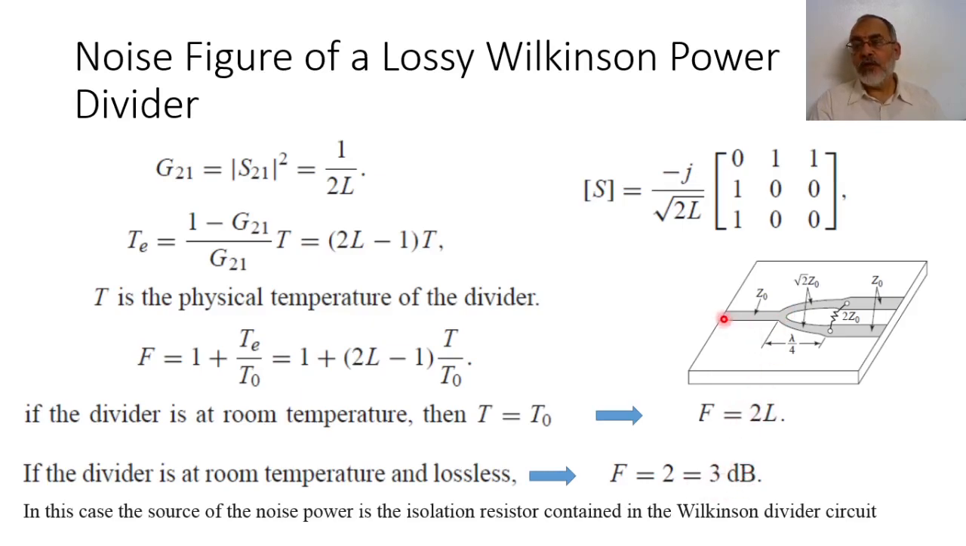But if I have, in addition to the power loss due to the shunt resistance, additional power losses in the strips of the Wilkinson power divider, in this case the value of L is greater than unity. And in this case, the value of the noise figure is greater than 2, and it would be greater than 3 dB.